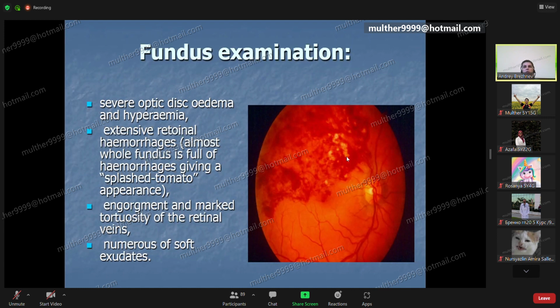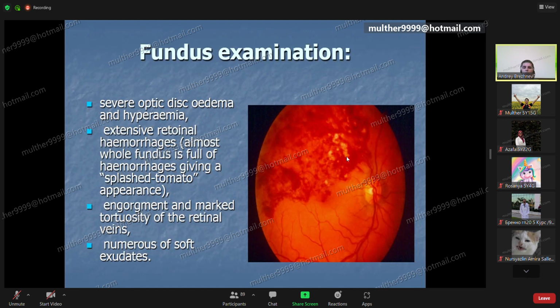Fundus examination reveals severe optic disc edema and hyperemia. Extensive retinal hemorrhages. Almost the whole fundus is full of hemorrhages, giving a splashed tomato appearance, and marked changes of the retinal veins, numerous soft exudates.